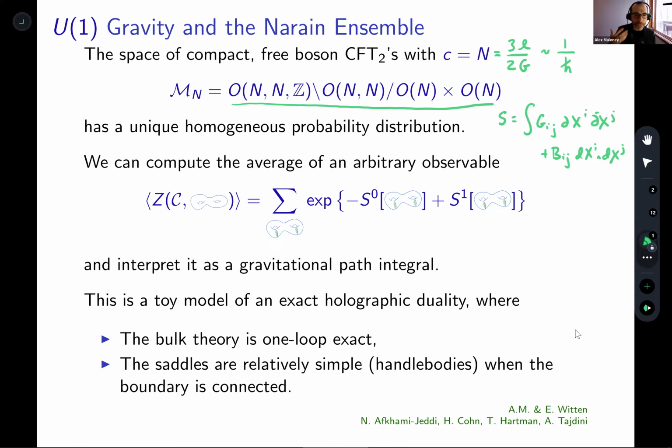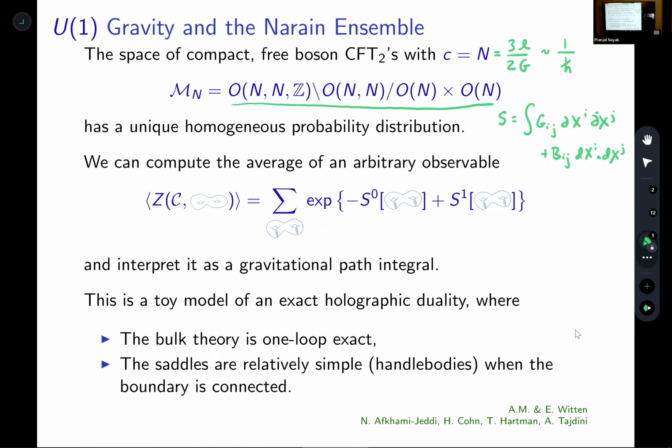And in the example that I'll discuss today, when I talk about averaging over this space of conformal field theories, this moduli space is the space I want to average over. So the next question is, what probability distribution should I take on this space? The advantage here is that this moduli space is a homogeneous space.